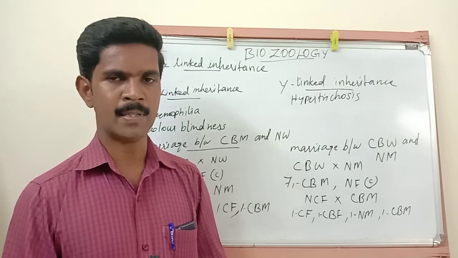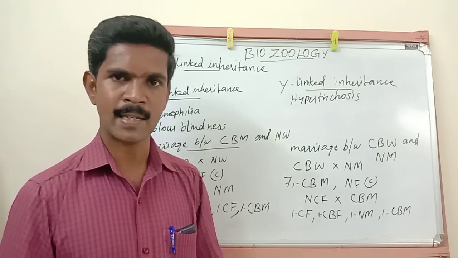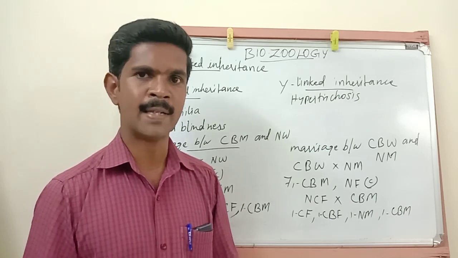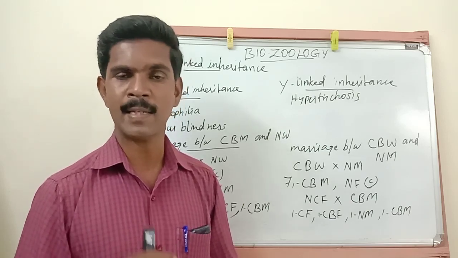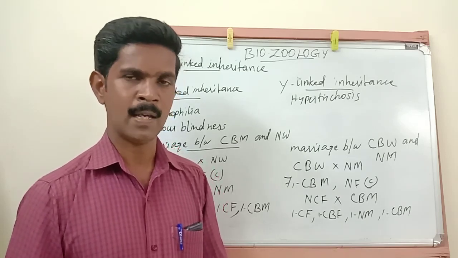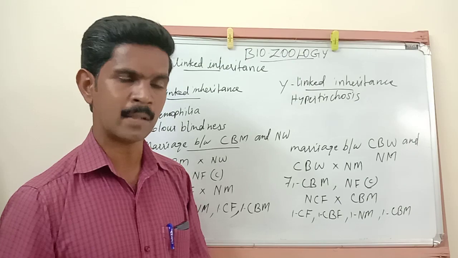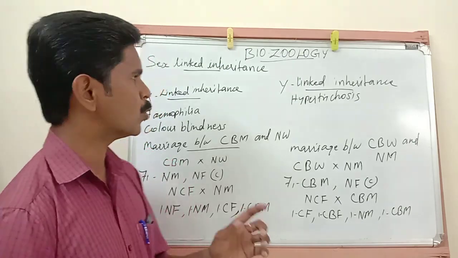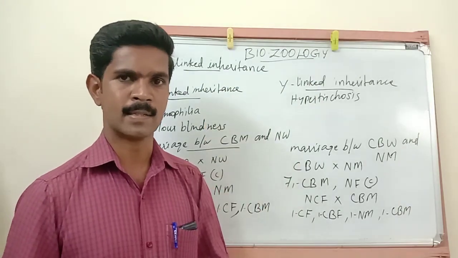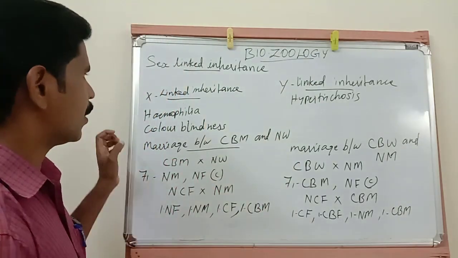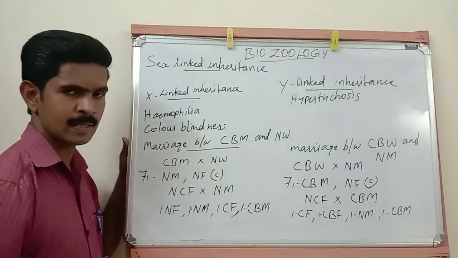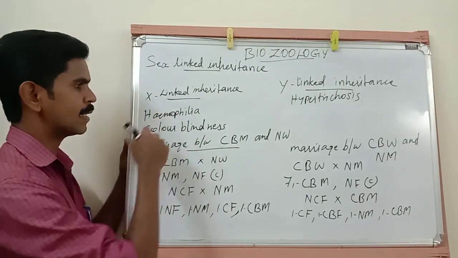Once again, sex linked inheritance means the inheritance of characters determined by a gene located in any one of the sex chromosomes. It is categorized into two types: X linked inheritance and Y linked inheritance. First, you are going to study two examples of X-linked inheritance.